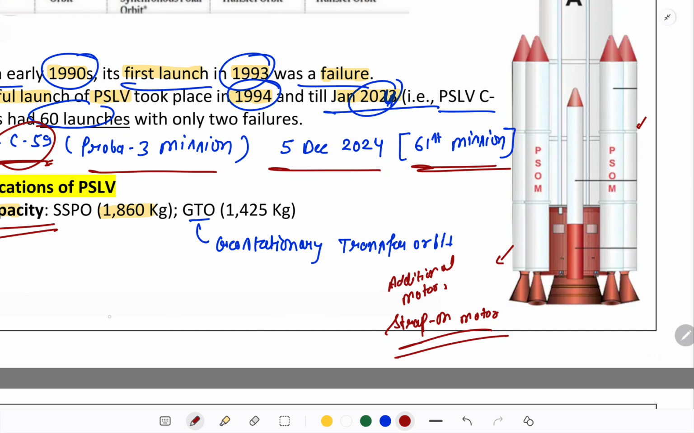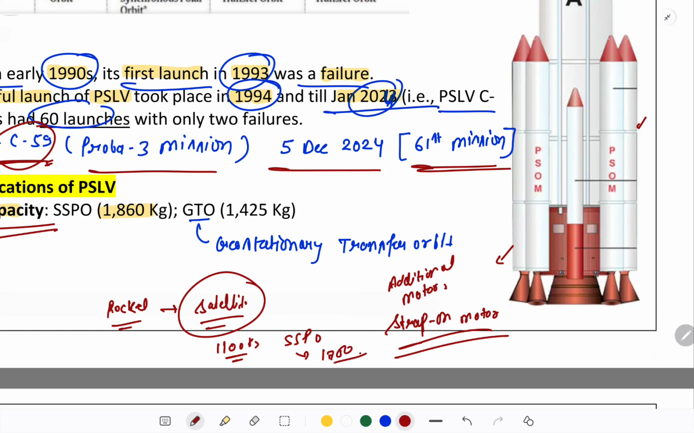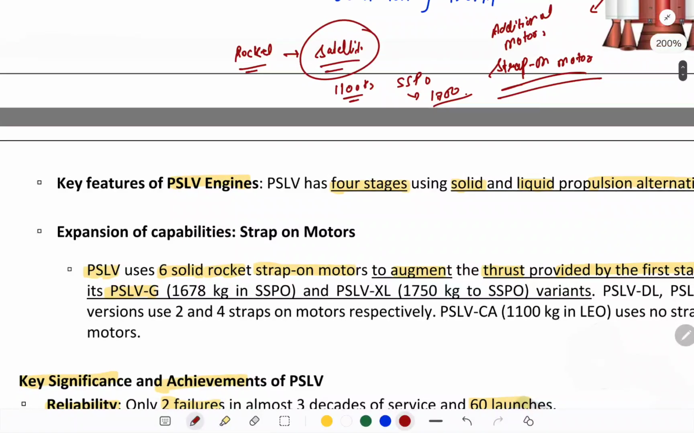For example, if there's only the rocket launching the satellite, what will happen in this condition? The payload of the satellite could only be near about 1100 kg in the SSPO. But with these strap motors, it gives more power, and we can carry the satellite weight up to 1800 or 1750 kg. These are the strap motors.